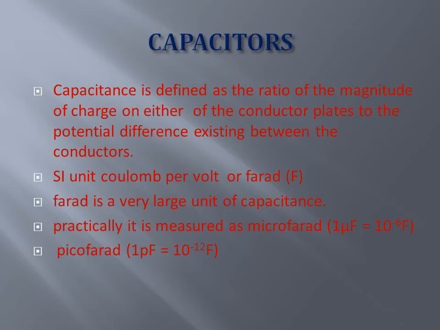So what is the definition for capacitance? Capacitance is defined as the ratio of the magnitude of charge on either of the conductor plates to the potential difference existing between the conductors. The SI unit of capacitance is coulomb per volt or farad. It is named after the scientist Michael Faraday. Farad is a very large unit, so practically it is measured as microfarad, that is 1 μF = 10^-6 farads, or picofarads, 1 pF = 10^-12 farads.